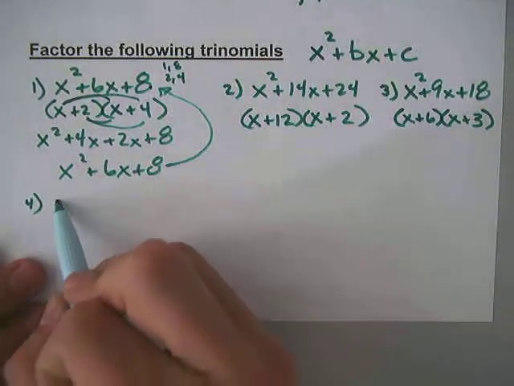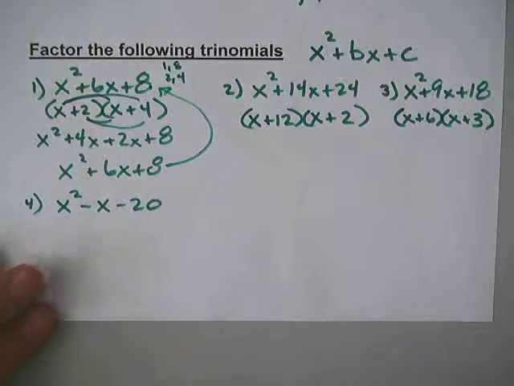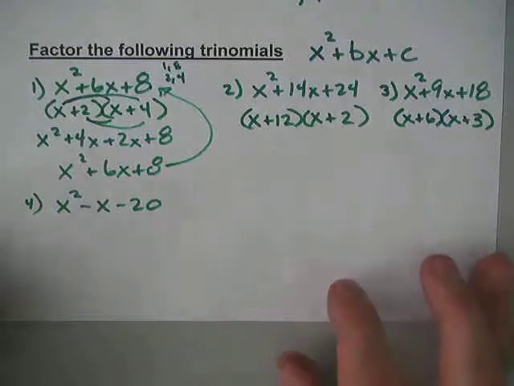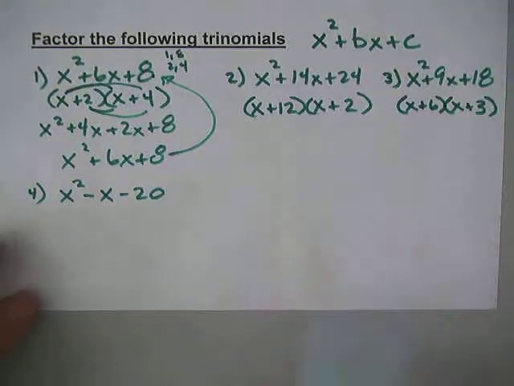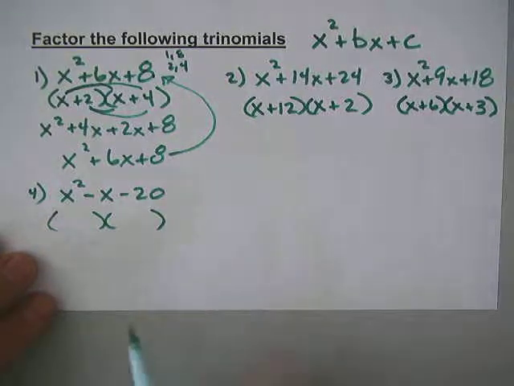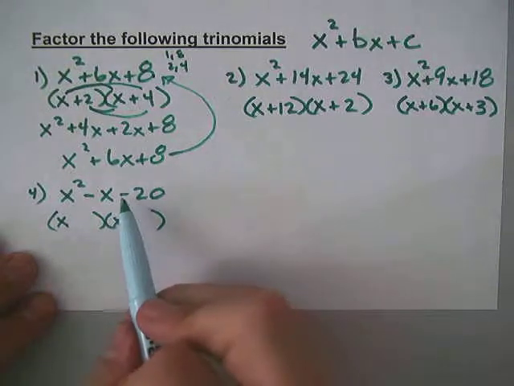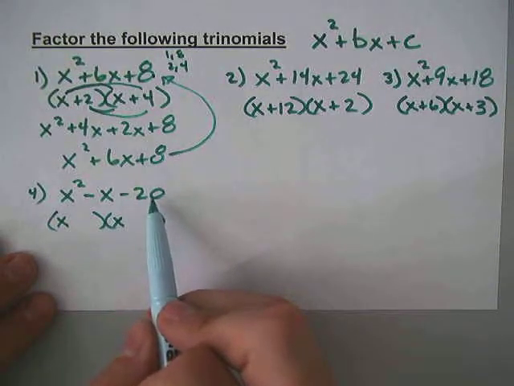Now, it's not always quite this easy. Let's move on to one that's a little more challenging. How about this? X squared minus x minus 20. Alright, so we got some minus here. Now, these minuses, you need to think of those like negative signs. So I'm going to start here.